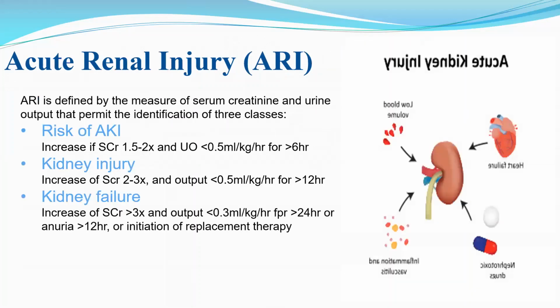Acute kidney injury is defined by the measures of serum creatinine and urine output. When the serum creatinine is increased to 1.5 to 2 times and urine output is less than 0.5 ml per kg per hour for more than 6 hours, it means that the kidney is at risk of injury. And when the creatinine is increased to 2 to 3 times and urine output is less than 0.5 ml per kg per hour for more than 12 hours, it means kidney injury occurs.